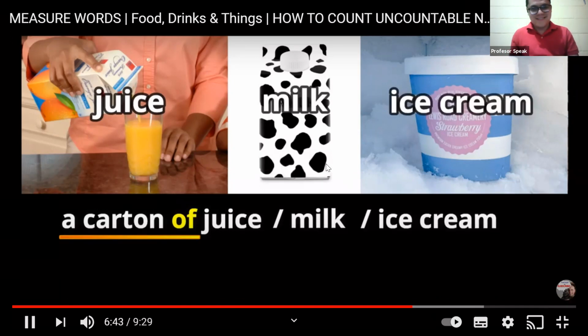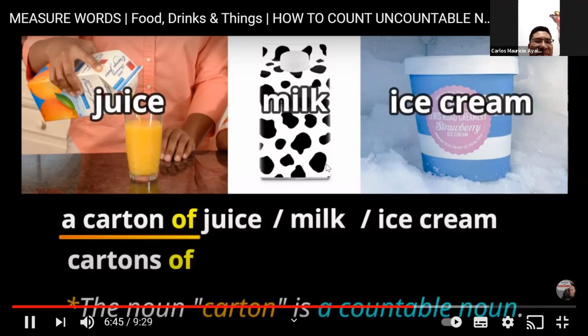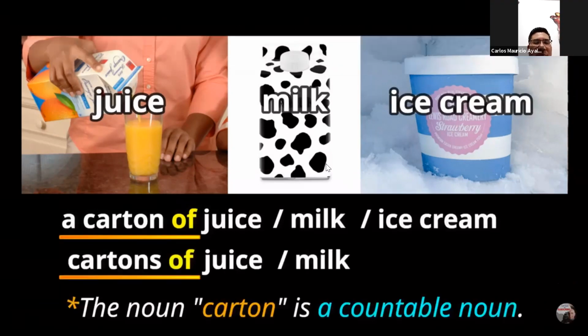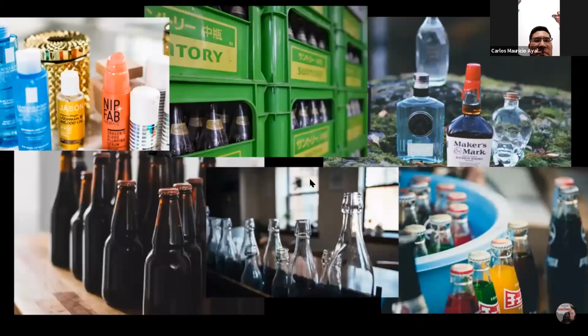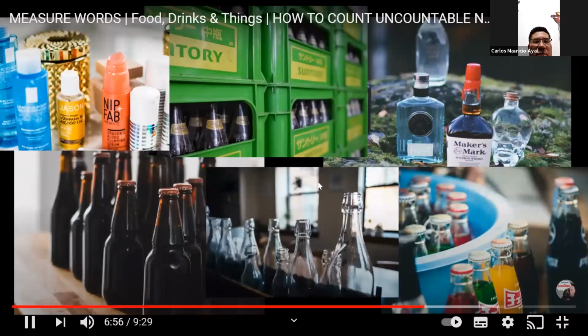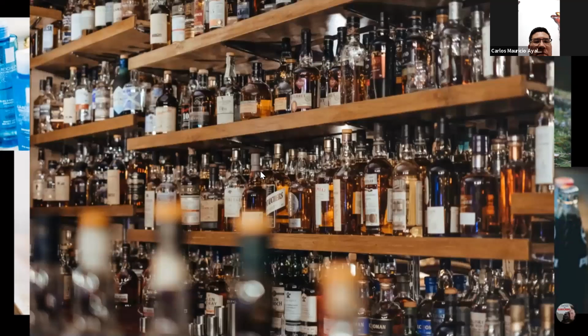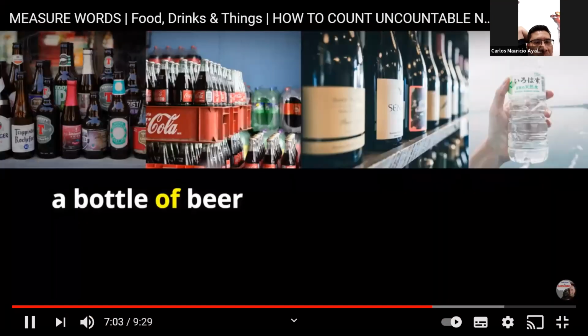More than one carton, we can say cartons, right? Cartons of juice, cartons of milk, and cartons of ice cream. A bottle is also very, very common. You'll see bottles of everything, right? In the store or wherever, and it's a place where we keep liquid. So very common is a bottle of beer, a bottle of soda.